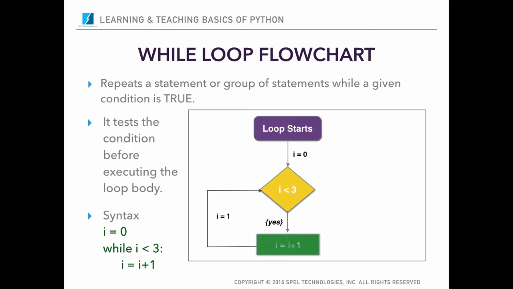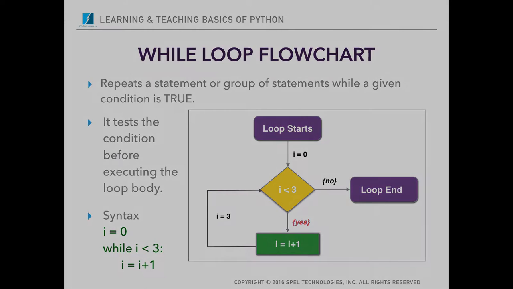Then the loop condition i is less than 3 is checked again. As this condition is true, the loop is entered and i is incremented to 2. The loop condition i is less than 3 is checked again. Once again this condition is true, so the loop is entered and i is incremented to 3. Now when the loop condition is checked, it will be false, so the loop will be exited.